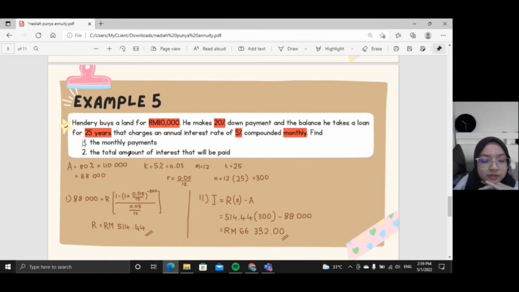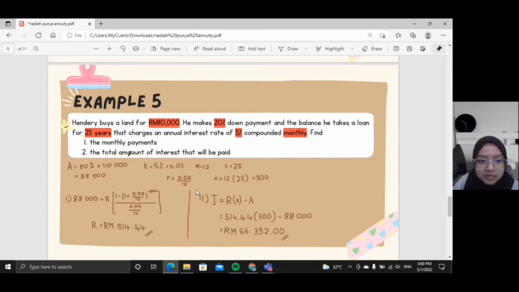We will answer the first question, the monthly payments. Okay, how do we find the monthly payments? The monthly payment is R, the capital R. So substitute all the numbers, the amounts, in the formula. Okay, so we have here A is 88,000 equal to R times 1 minus 1 plus 0.05 over 12, to the power of minus N, here we have 300, over 0.05 over 12, and then we will get R. The answer R is 514 ringgit with 44 cents.